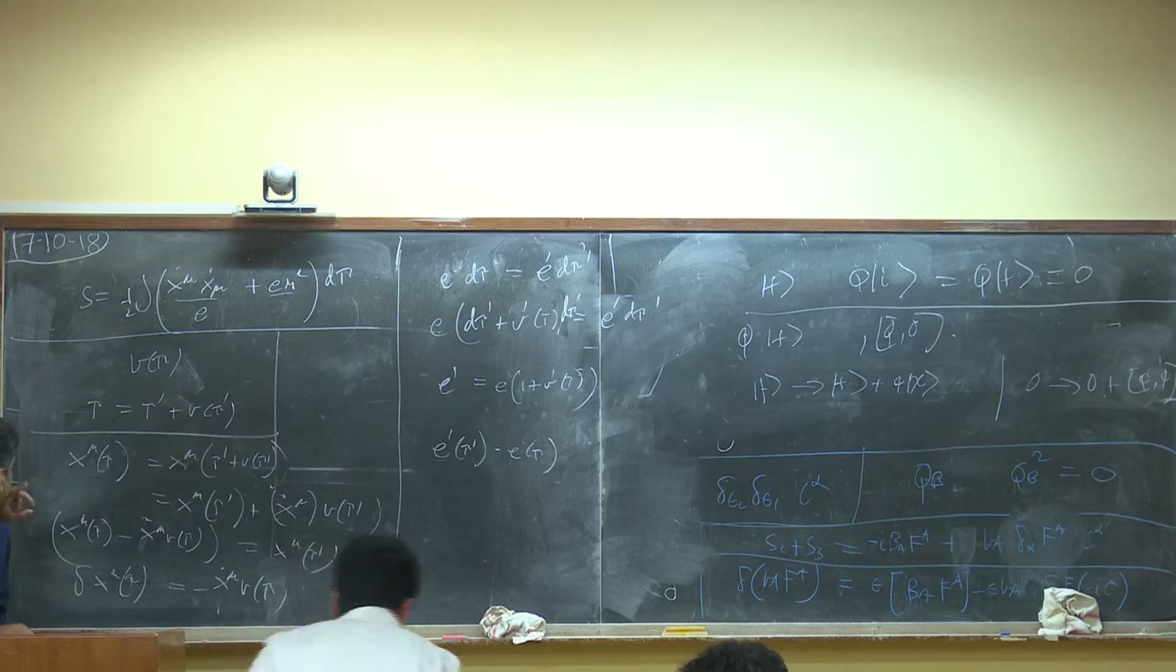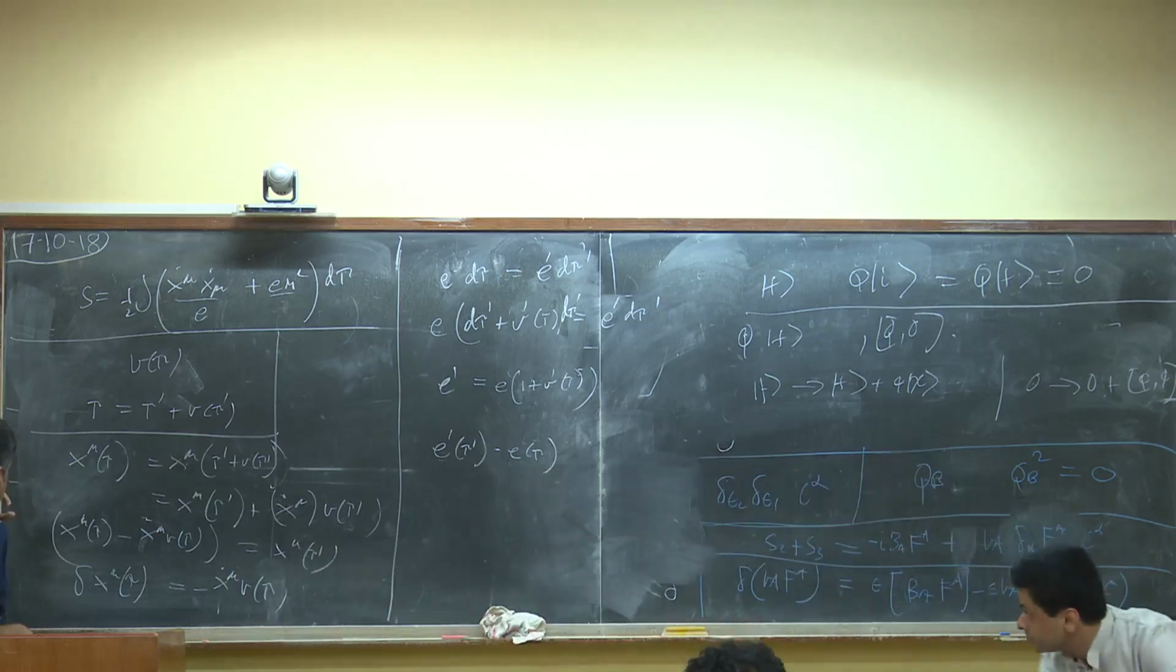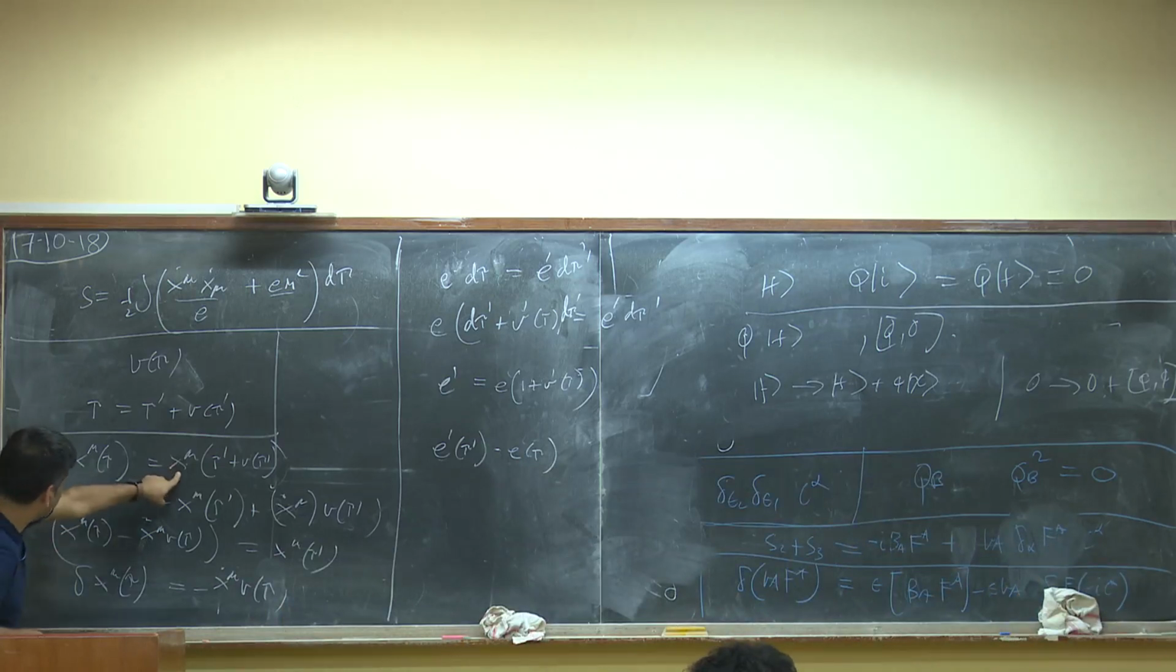What I really want to compute is x prime of tau minus x of tau. That's the change in x. Now, at the same argument. Yeah. And so I've done this wrong. Let me just do this thing again.